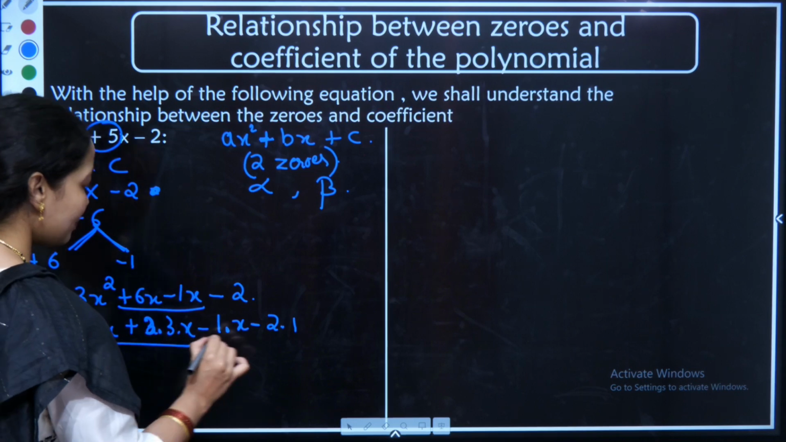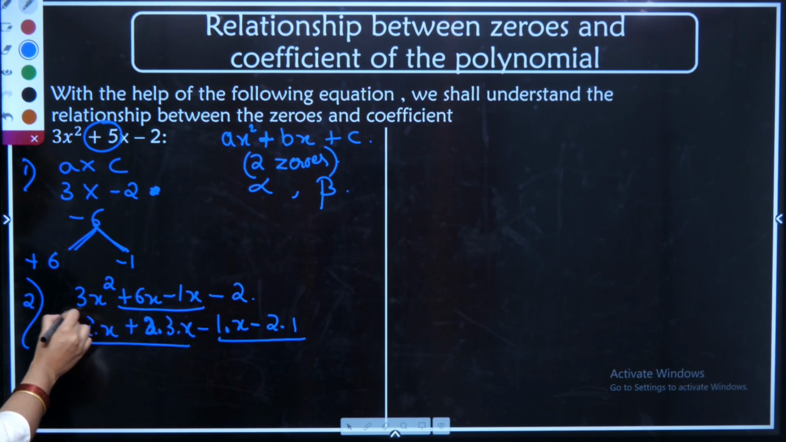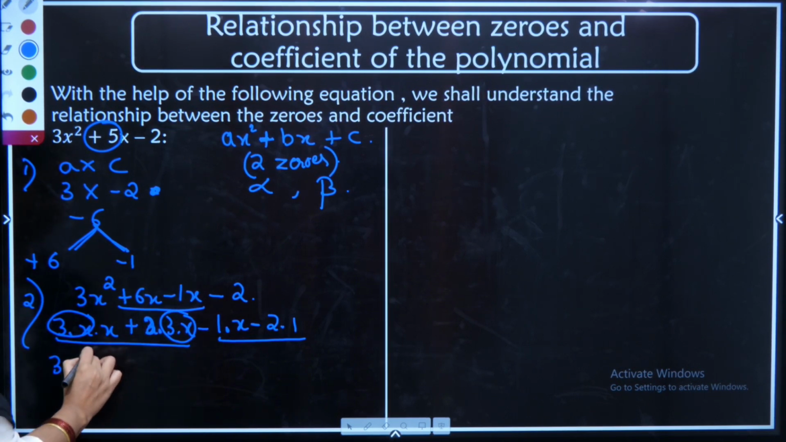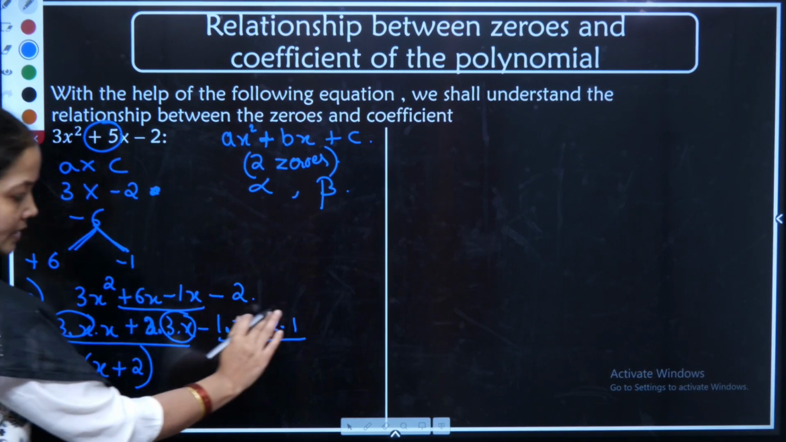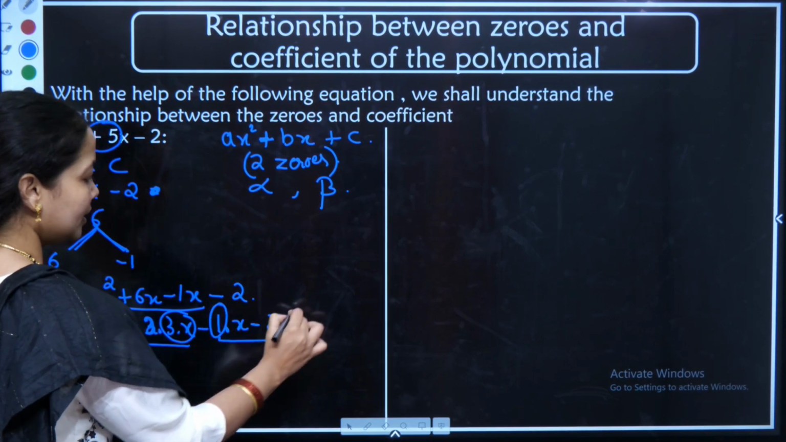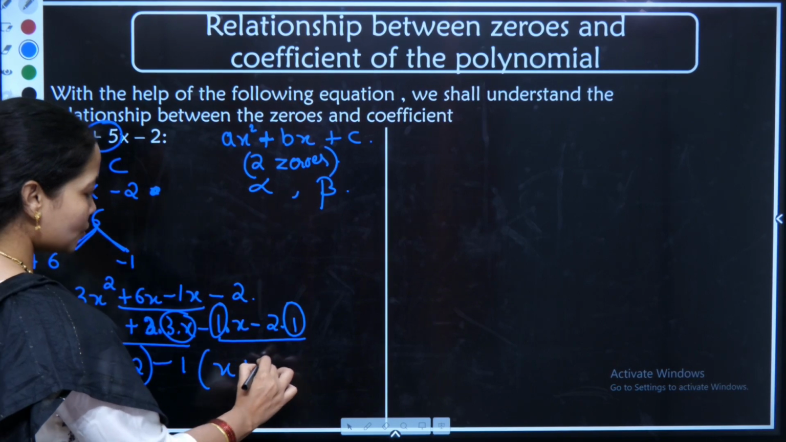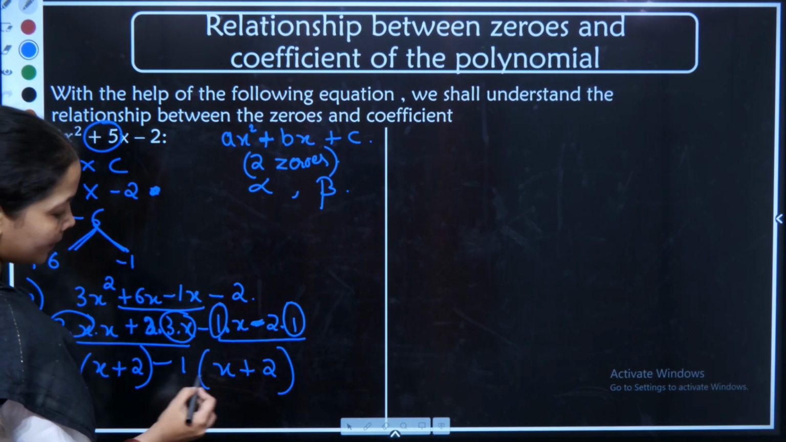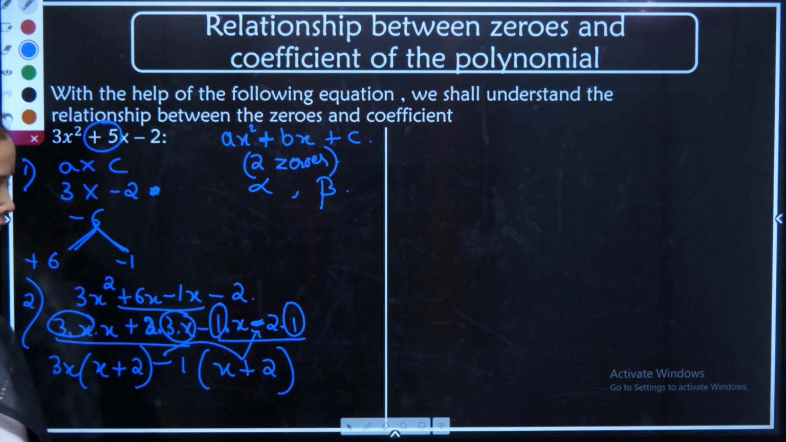Considering this as one pair and this as one pair, analyze what is common here. 3x is common, 3x is common. So I'll take 3x out. I'll be left with x plus 2. In this term, I have one common and one common. So I'll take negative 1 out. x plus 2 as common. See, even though the sign of 2 is negative here, we'll write plus because negative into positive is giving me negative.